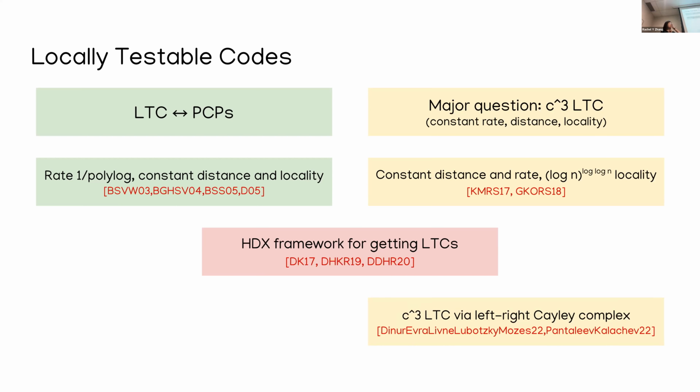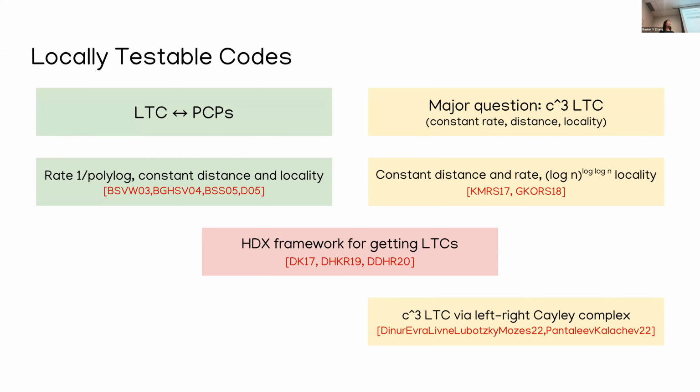But what they did was they departed from the HDX framework. They constructed these new kinds of expanders where the base codes of the top faces are squares, which are easier to analyze. These are called left-right Cayley complexes. And using these, and using existing analysis of these things called tensor codes, they were able to construct C-cubed LTCs.